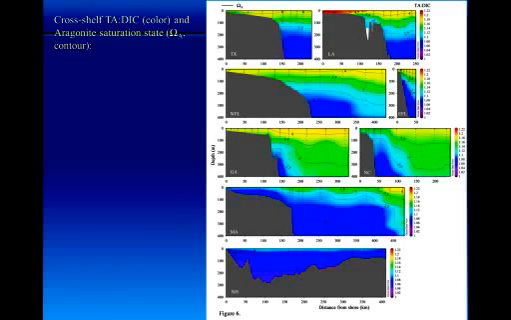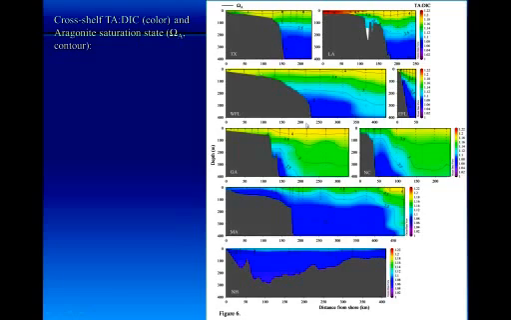All right, so this is a cross shelf distribution of the alkalinity to DIC ratio, overlaid with aragonite saturation. So it's in contour lines. As you can see, as I mentioned before, this ratio basically gives you a sense of the buffer capacity of the shelf water.